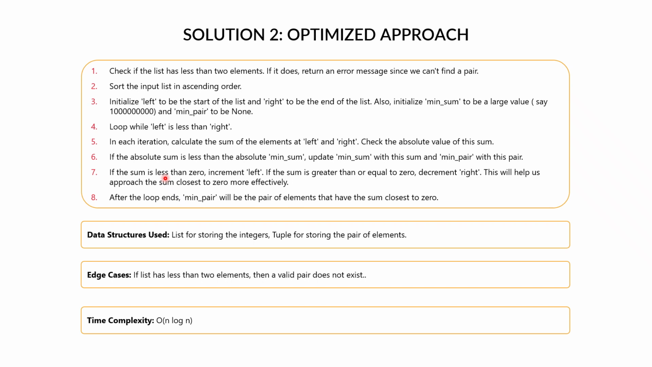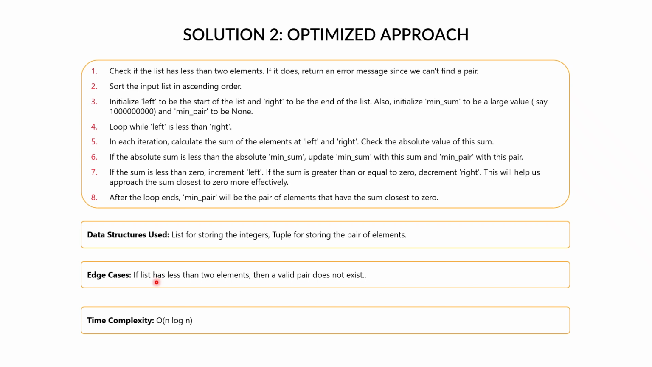At the end of the loop, the min pair will hold the pair of elements that have the sum closest to 0. This method also uses a list and a tuple for storing data. Now, on the matter of the edge cases, it has the same edge cases as the previous approach, because the problem statement is the same.